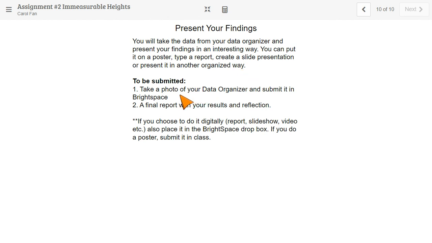To be handed in, you're going to take a photo of the data organizer and put that into Brightspace. Then you're going to also submit a final report with your results and your reflection. If you're doing it digitally, put it also into the Brightspace Dropbox. Otherwise, if you're doing a poster, please hand it in to me in class.